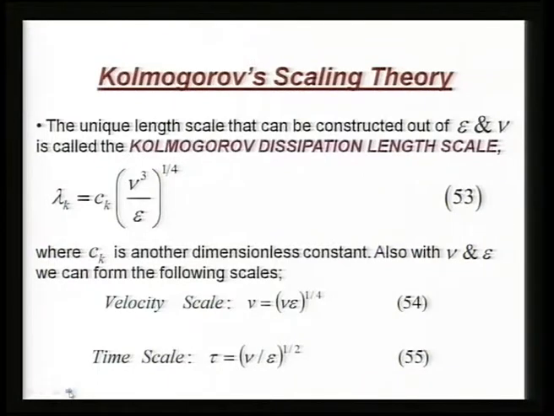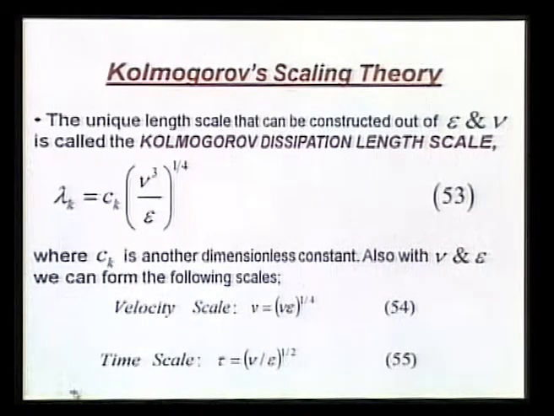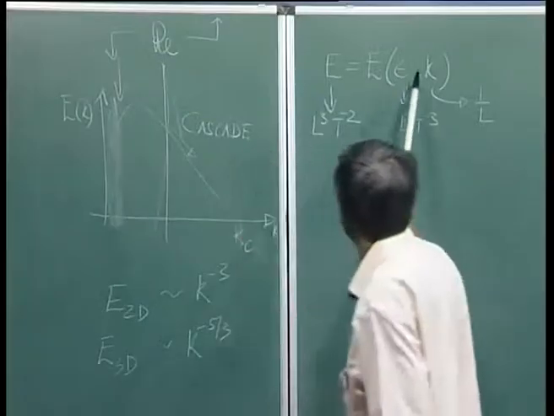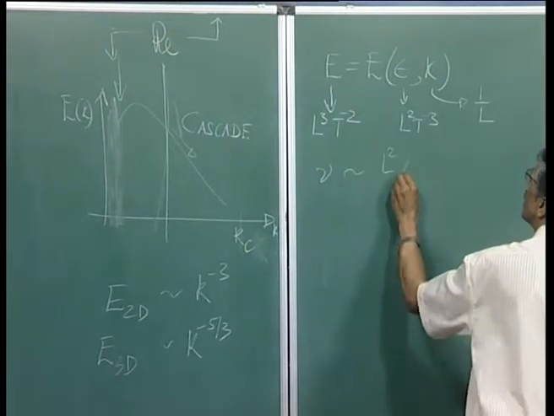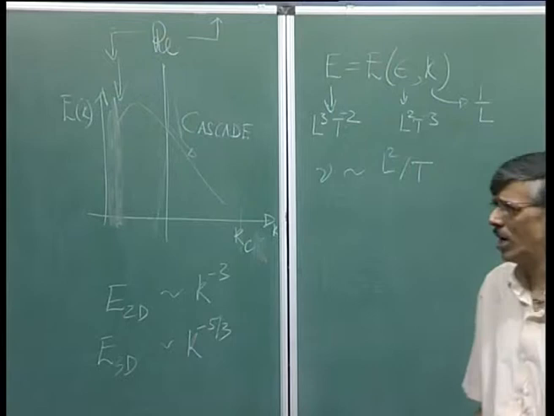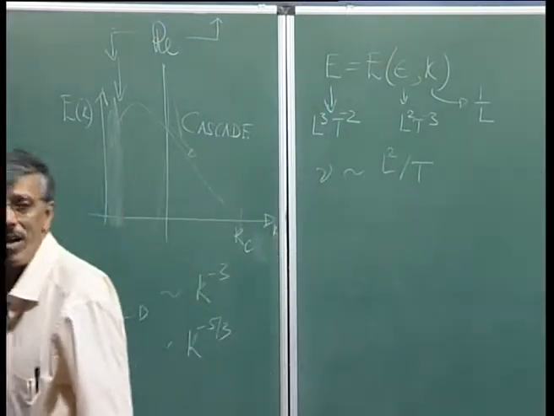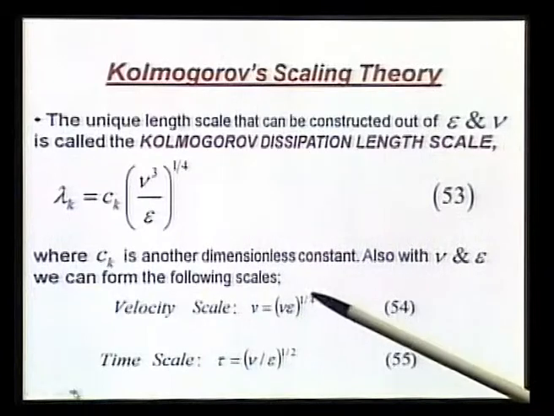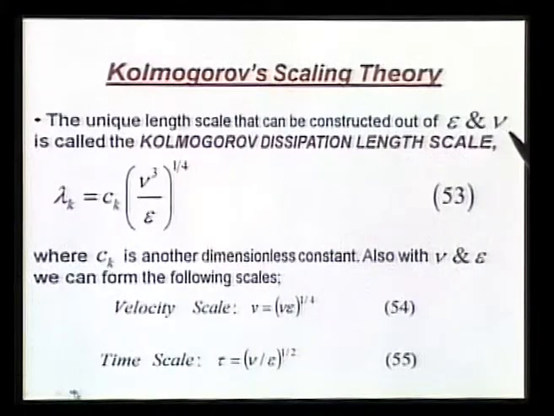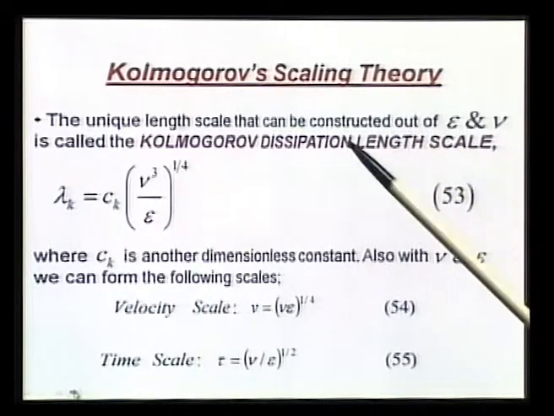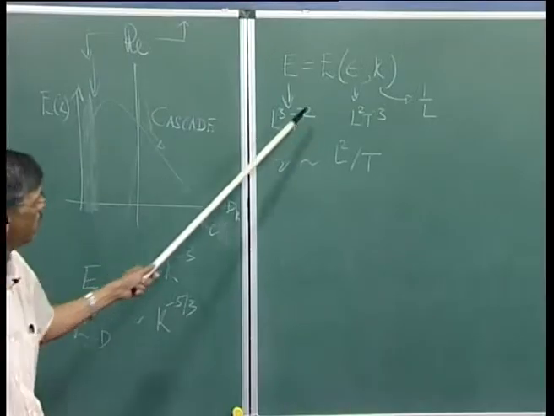Now, what you do is, we have epsilon, we have nu, we have seen the dimension. Nu's dimension is given by L square by T. So, what I could do is use it to define a length scale, which I call lambda k, that I am going to define purely from epsilon and nu, whose dimensions are given.